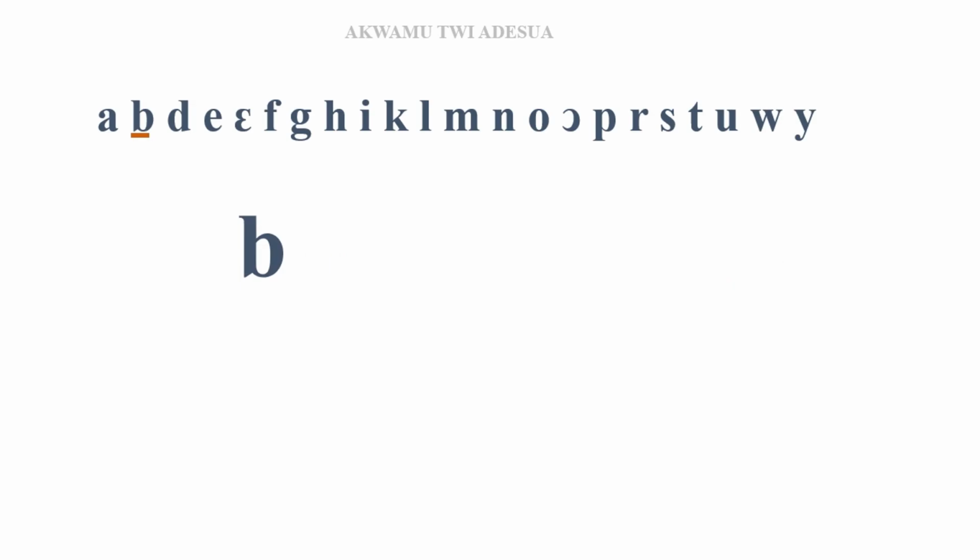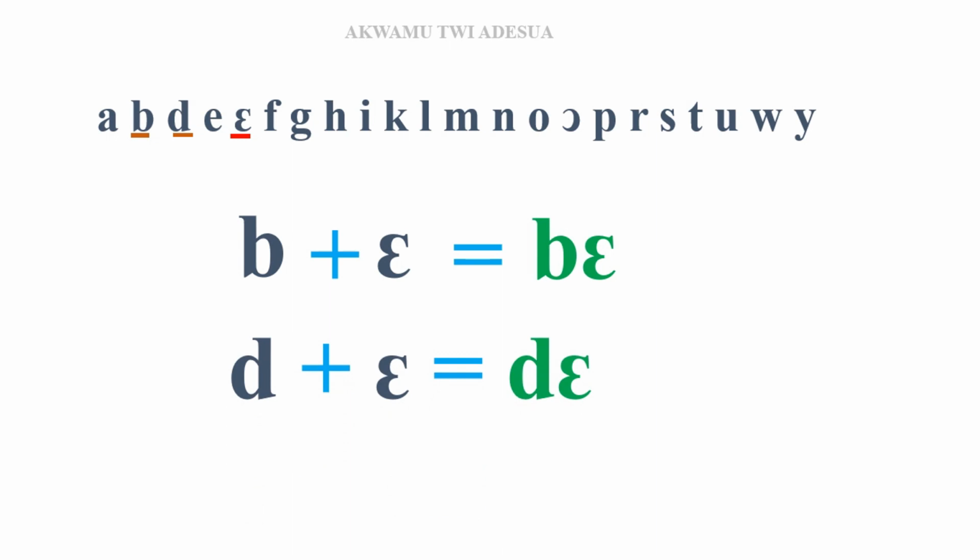B plus, which is the B, will give us B. D plus, which is the D, will give us D. F plus, which is the F, will give us F. G plus, which is the G, will give us G.